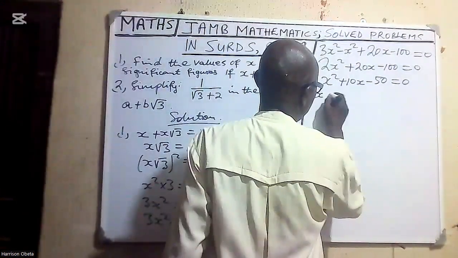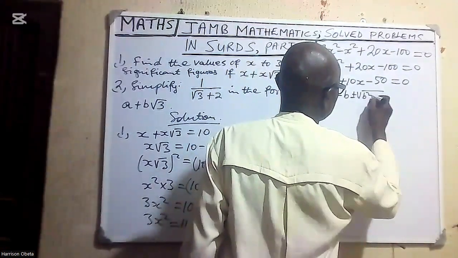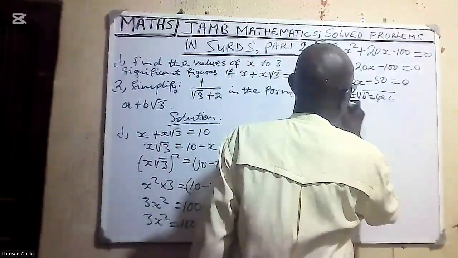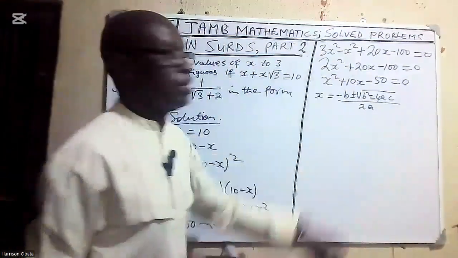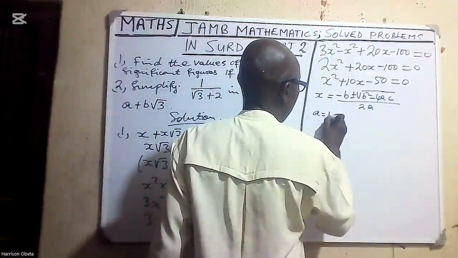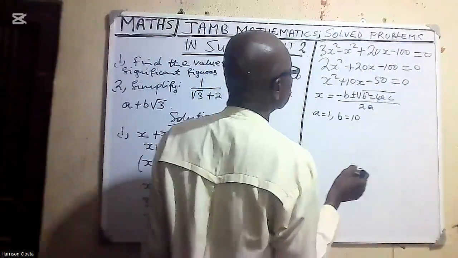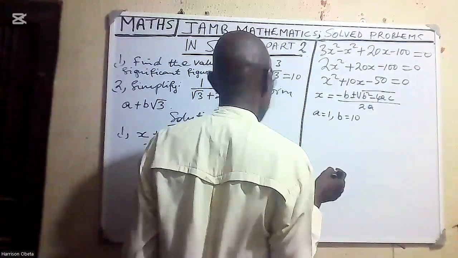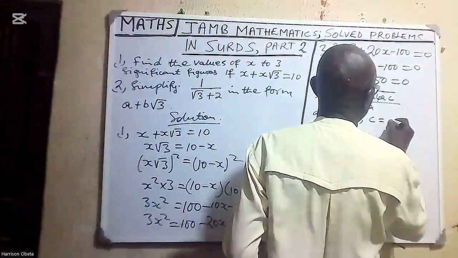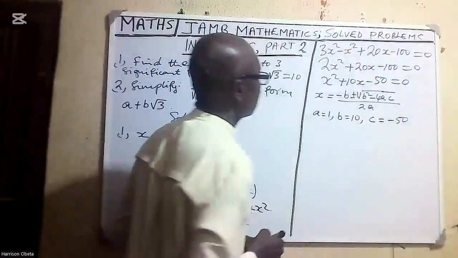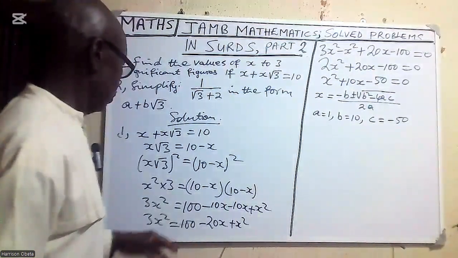And from the general formula, we have x equal to minus b plus or minus square root of b squared minus 4ac, everything over 2a. Remember, from here, we write out our values. Our a is 1, our b is 10, and then our c should be equal to minus 50.